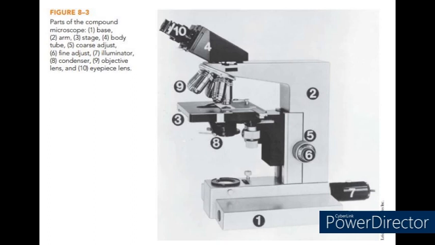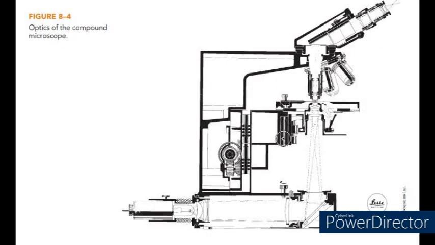Part 4, body tube: a cylindrical hollow tube on which the objective and eyepiece lenses are mounted at opposite ends. This tube merely serves as a corridor through which light passes from one lens to another. Part 5, coarse adjustment. Coarse, that is, gross, rough. This knob focuses the microscope lenses on the specimen by raising and lowering the body tube. Part 6, fine adjustment. The movements effected by this knob are similar to those of the coarse adjustment but are of much smaller magnitude. The optical system is made up of 4 parts.